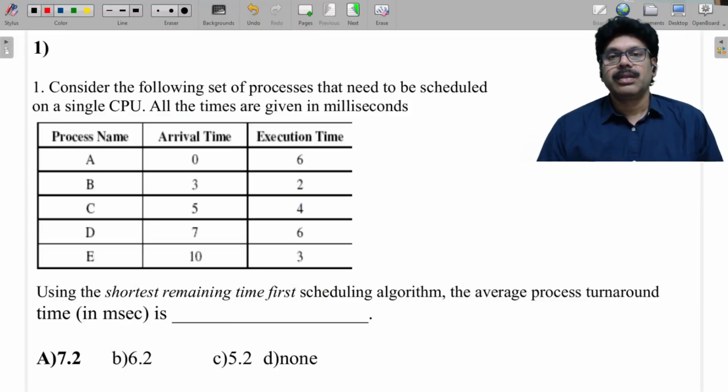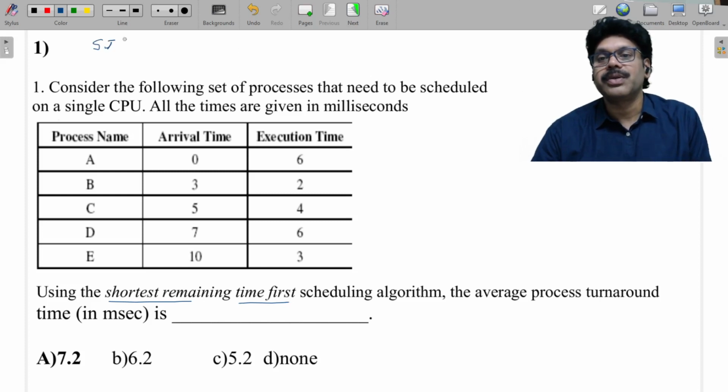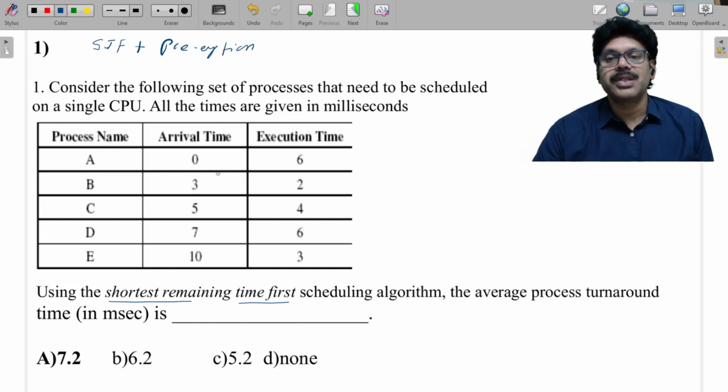This session, we'll be learning about complex CPU scheduling algorithm questions which were asked in the previous GATE examination. This question is based on shortest remaining time first, which is nothing but SJF with preemption.